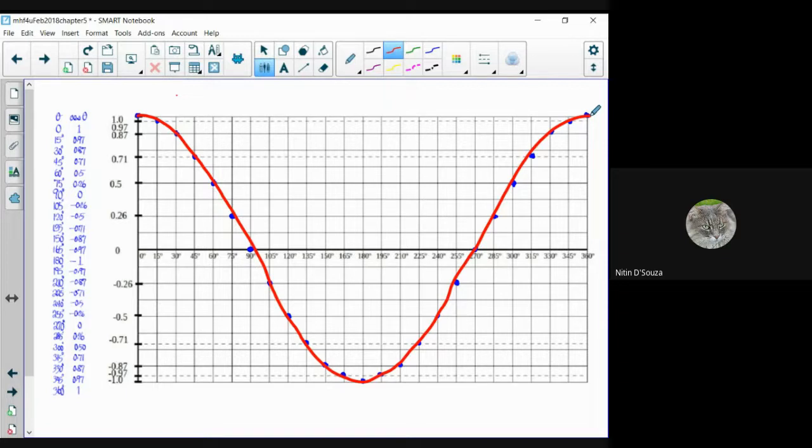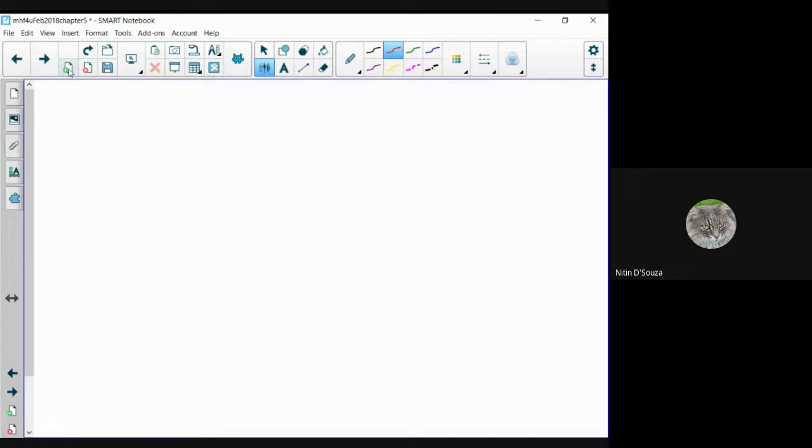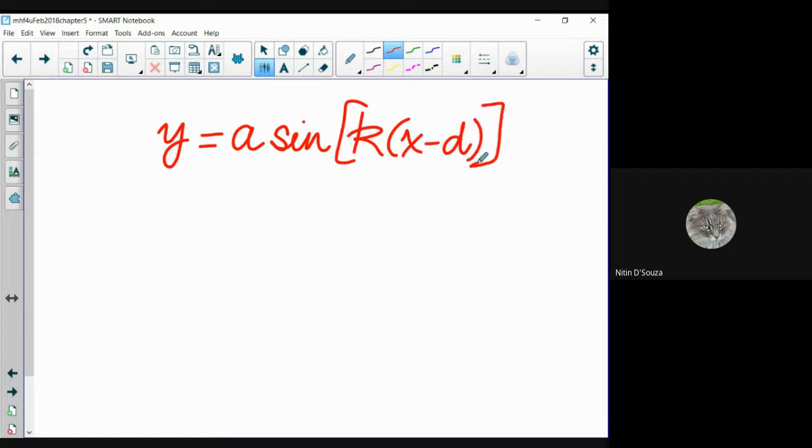And the first parameter, the first one we're going to look at is A. So A is your vertical stretch if it's a number greater than 1. The reflection if it's a negative number. And if it's a fraction, it's a vertical compression. Okay?